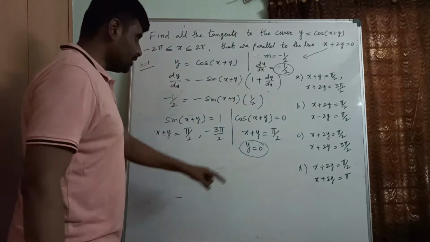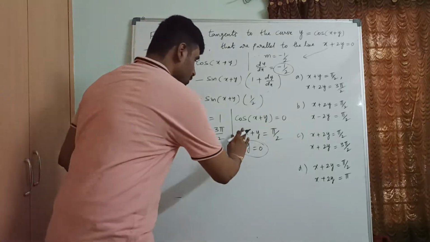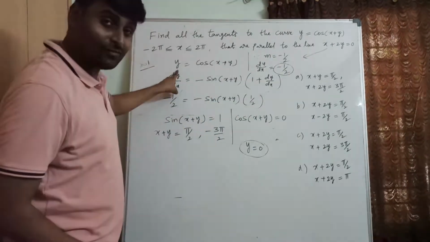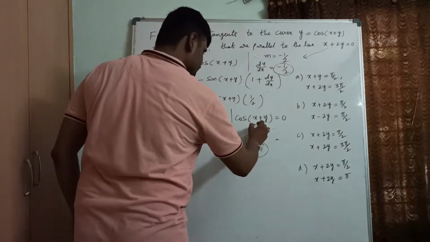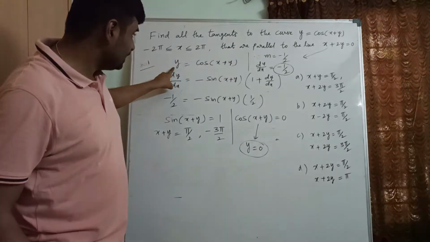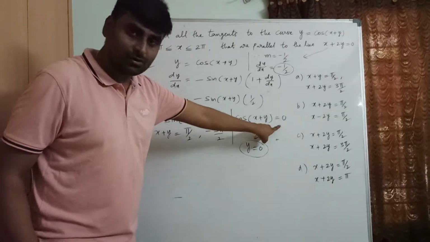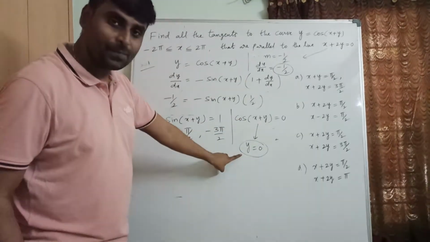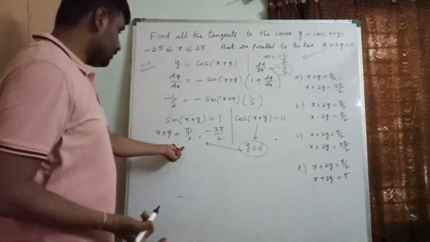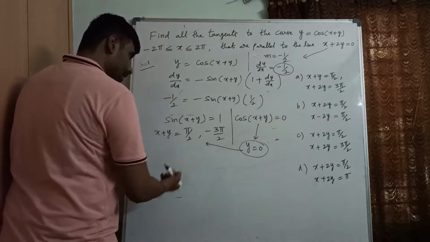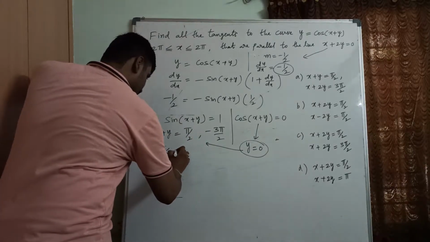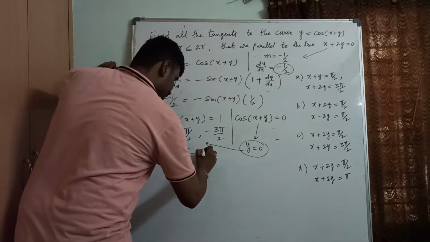Okay? So whenever cos of x plus y is 0, see here, cos of x plus y is the y coordinate. So y equals 0. This is the given function y. Whenever cos of x plus y is 0, it means the y coordinate is 0. The y coordinate is 0, so if I substitute, what will we get? Y value here, x value here, pi by 2 and minus 3 pi by 2. So what are the points here? Pi by 2 comma 0 and minus 3 pi by 2 comma 0.